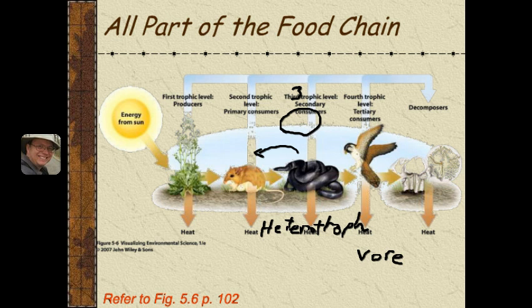And so we now have, he's an other feeder. Okay, heterotroph means other feeder, but he's a meat eater. In other words, he is a carnivore. Carnivore, a meat eater. Other feeder, meat eater. Secondary consumer at the third trophic level.